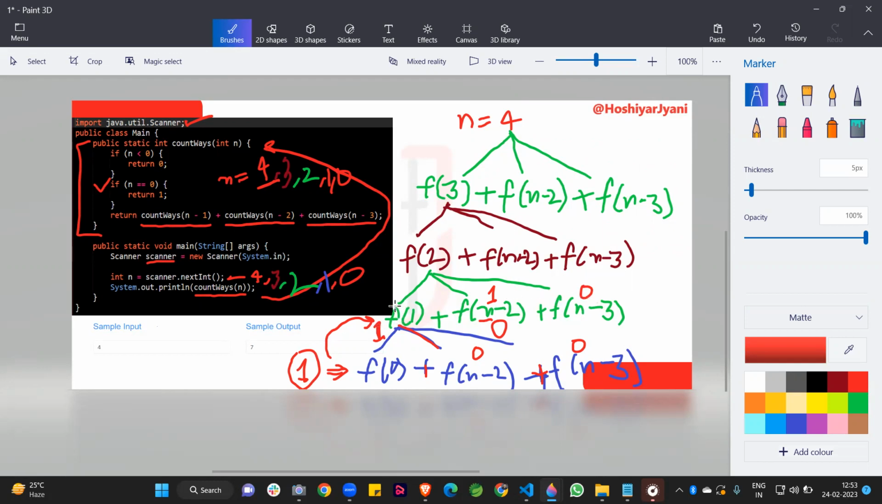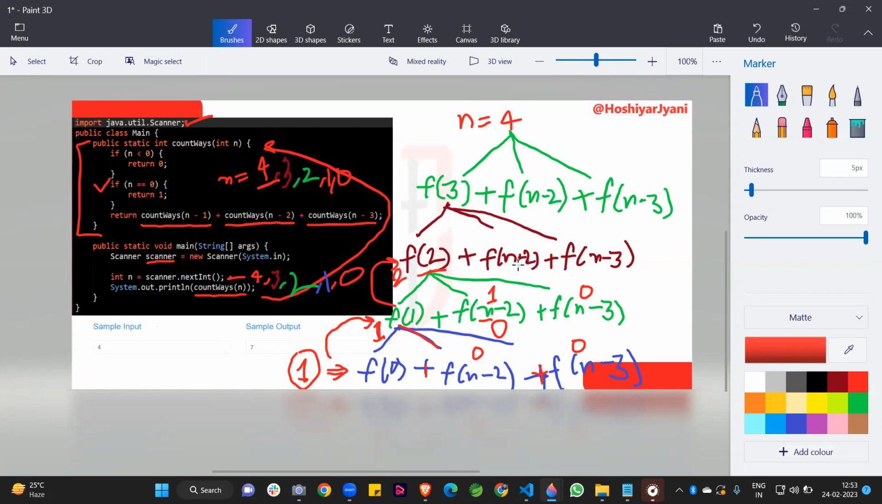So this 2 is returned to the parent function. Okay, so f of 2 is returning 2 value. f of 1 is returning 1 and f of 0 is returning 1. Okay guys, so after that, this method is solved and now we are checking this one. Okay, this is solved.